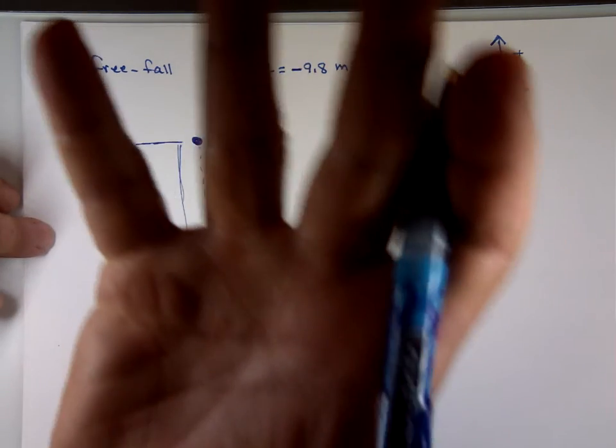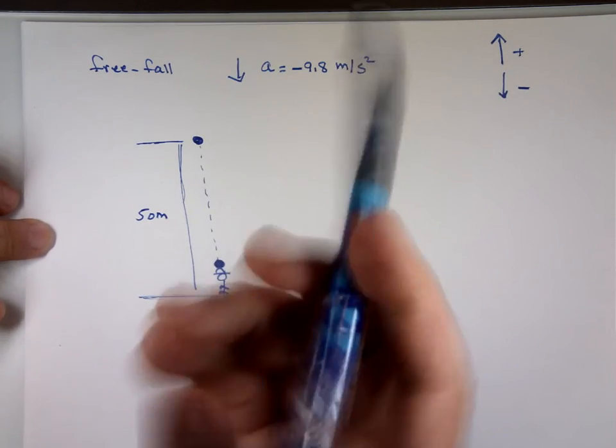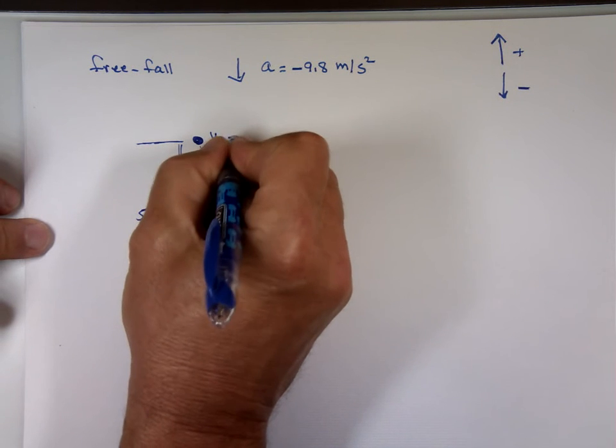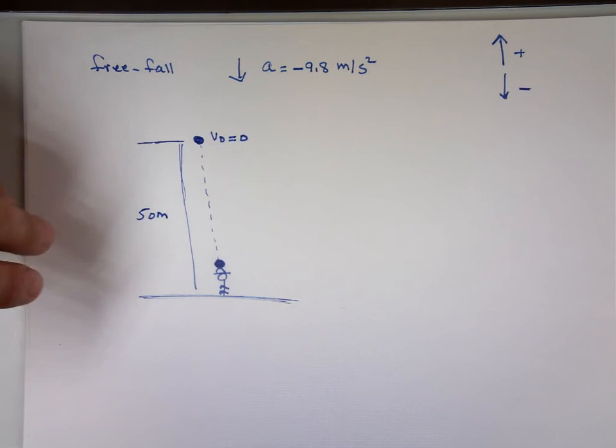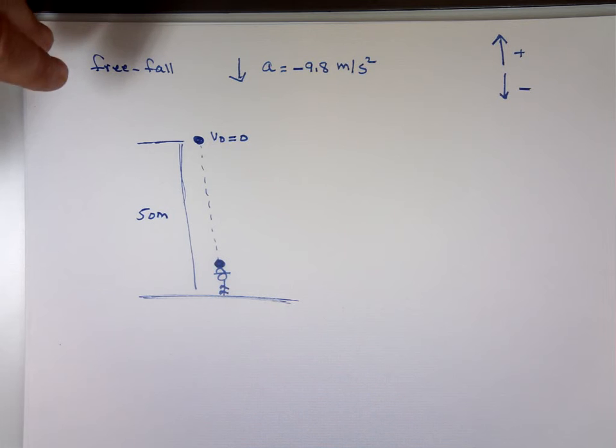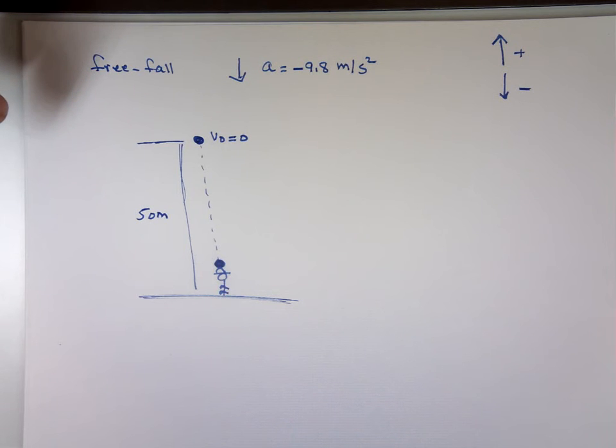0. Now, if you throw it down, then it has initial speed. If you throw it up, it has initial speed. If you throw it up at the rate of 3, it has a plus 3. If you throw it down at the rate of 5, it has a negative 5 initial speed, because I'm using up as positive, down as negative.